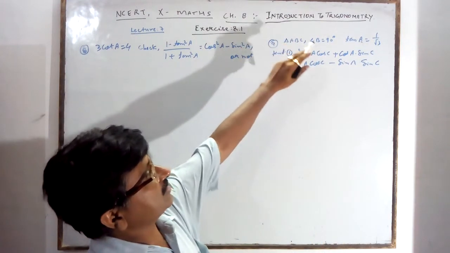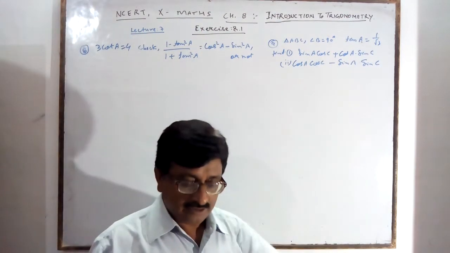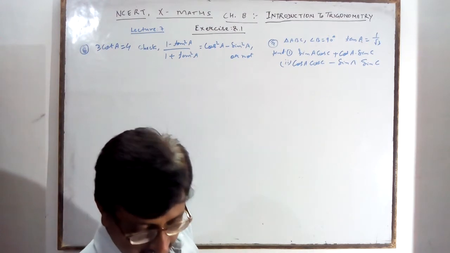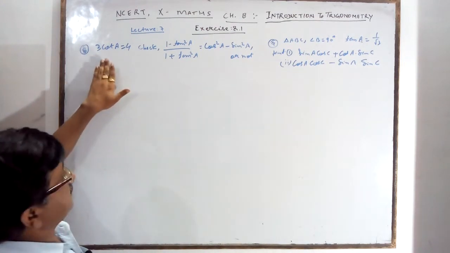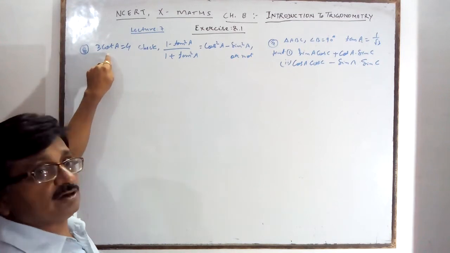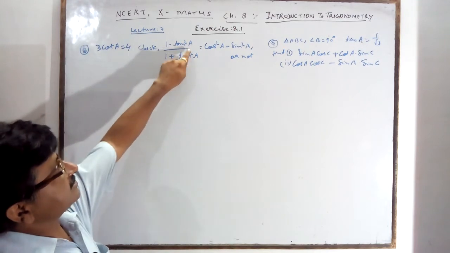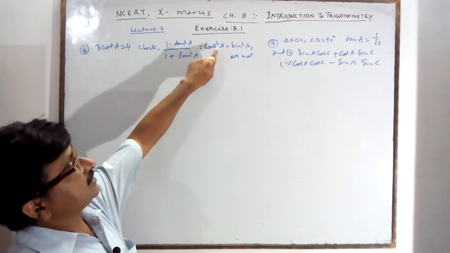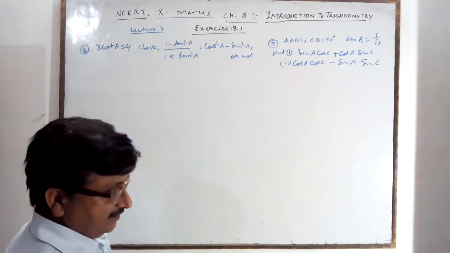Chapter 8, Introduction to Trigonometry, Exercise 8.1. In the previous lecture I explained up to question number 7 of your exercise. Today you will see question number 8. In the book, what is given in question number 8? If 3 cot A is equal to 4, check whether (1 minus tan square A) upon (1 plus tan square A) is equal to cos square A minus sin square A or not. Very simple.